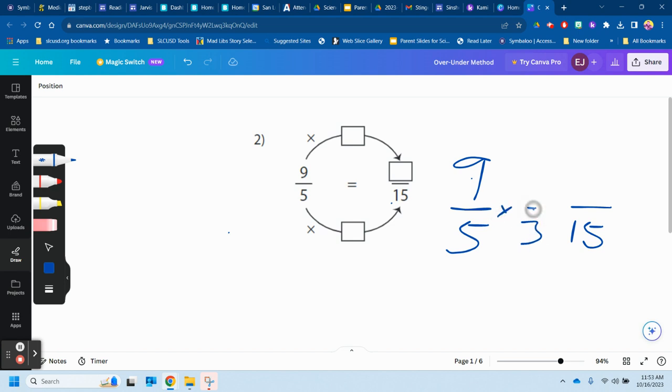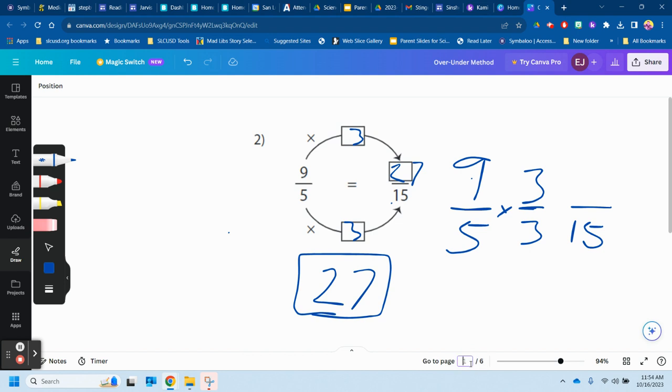So what fraction is equal to 1 that won't change this value? 3/3. So that would be 27/15. I can't really write it big enough. So the answer is 27/15, and that's an improper fraction. We'll get into that a little more later.